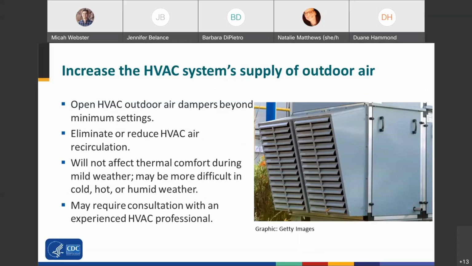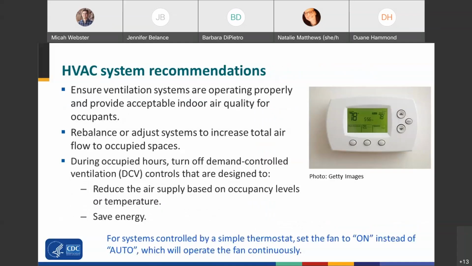Increase the HVAC system's supply of outdoor air. This is another tool in the toolbox. Open HVAC outdoor air dampers beyond minimum settings, if it allows you to maintain temperature set points. Eliminate or reduce HVAC air recirculation. And this will not affect thermal comfort during mild weather, but, like I mentioned earlier, it's a little difficult during extremely hot or cold or humid weather. And it also may require consultation with an experienced HVAC professional. Next slide, please. So, HVAC system recommendations.